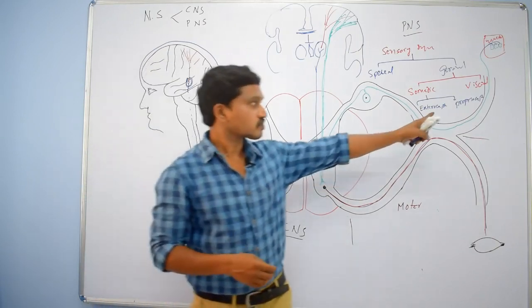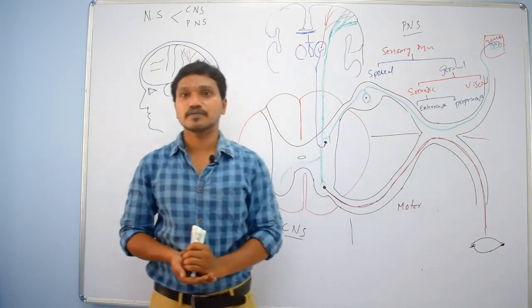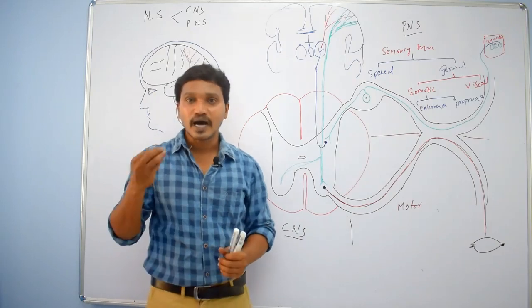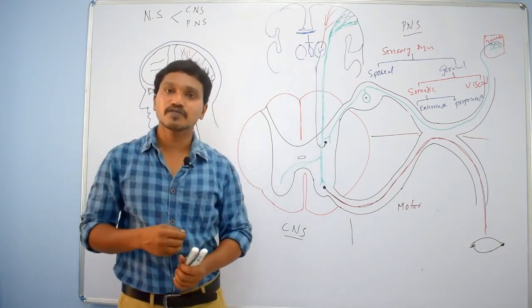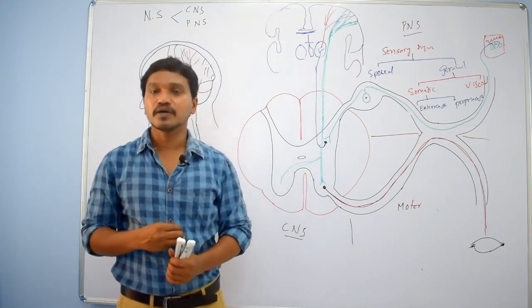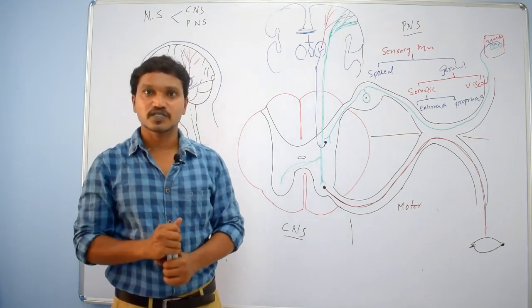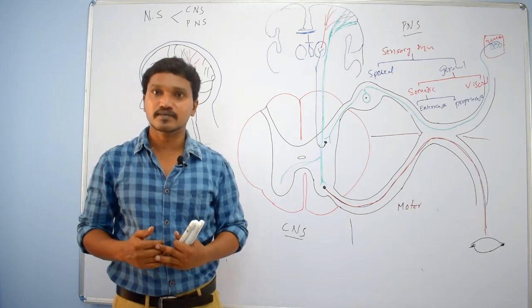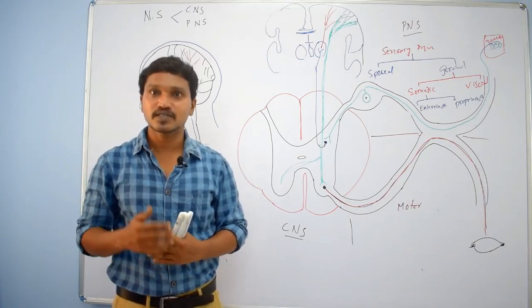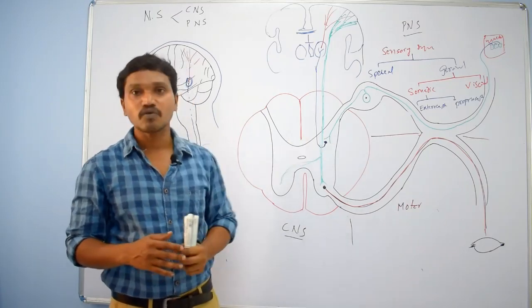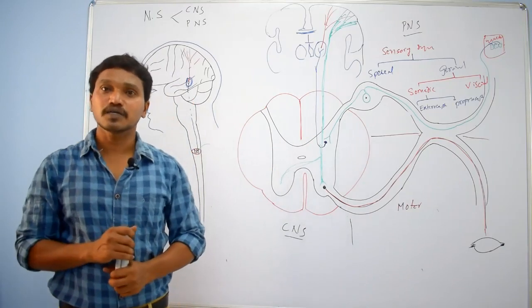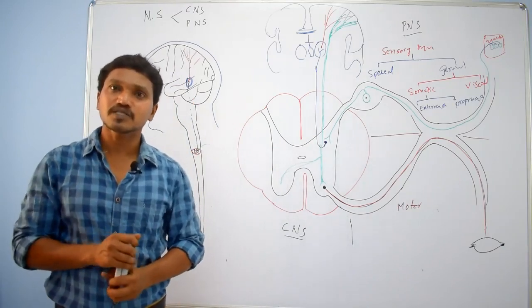Clear? And proprioception. Proprioception arises from the deeper parts of the body, especially the locomotor system. Like position sense, vibration sense, joint sense. These sensations are what we call proprioception. What is proprioception? I will give one example.